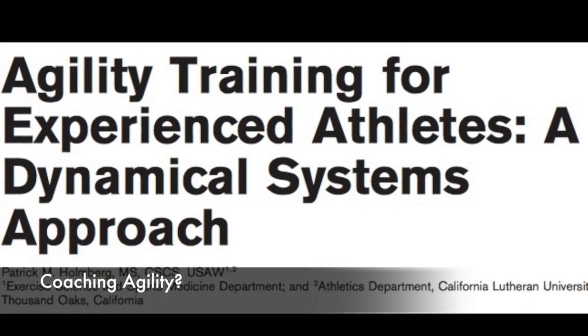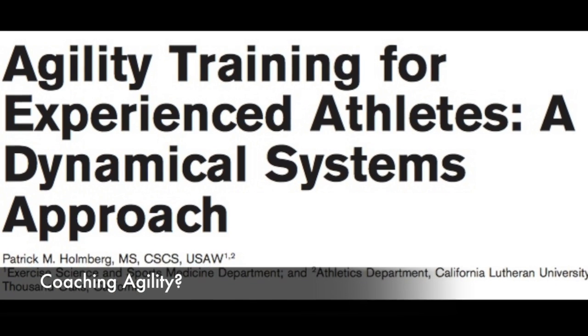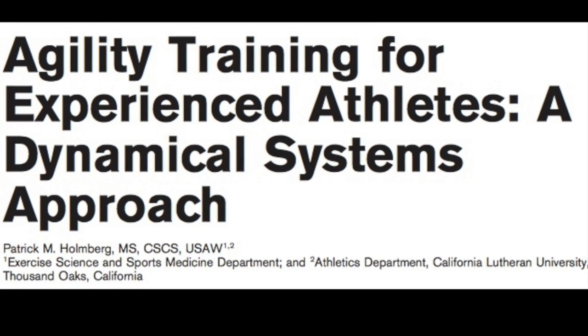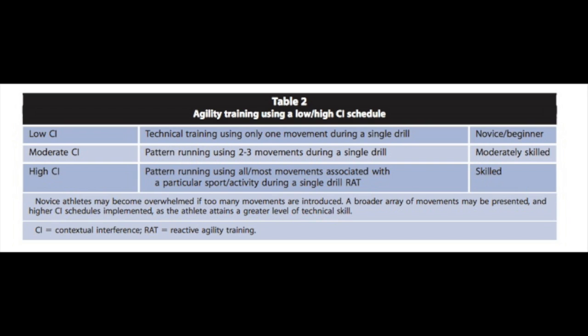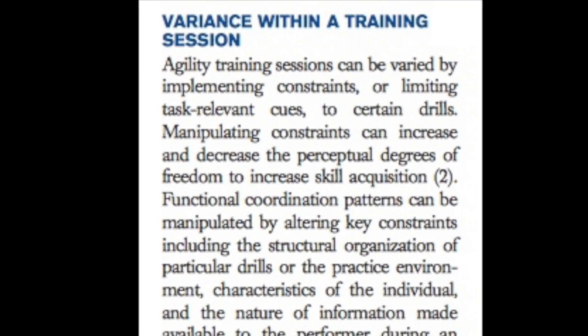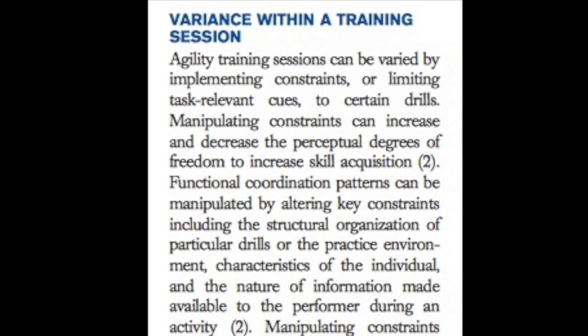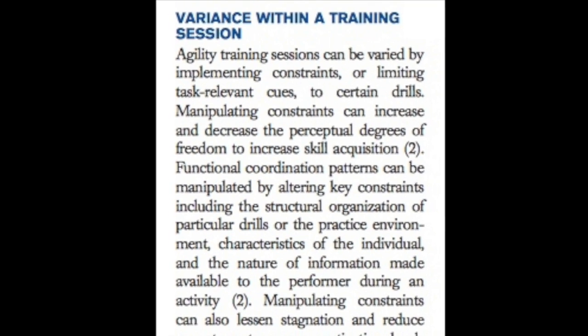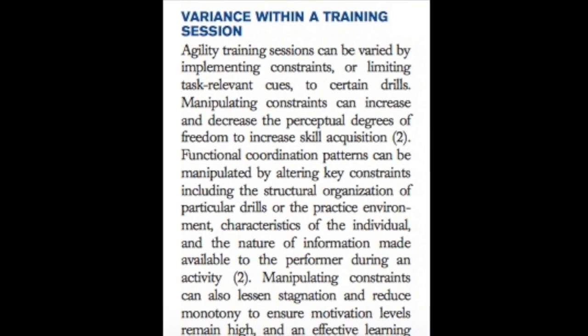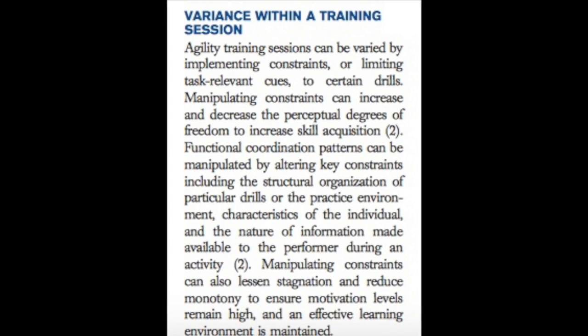Earlier I proposed a caveat suggesting efficacy in adopting a dynamical systems approach towards coaching agility. Holmberg suggests that the motor ability of the athlete dictates the complexity of drills when coaching agility. This is defined as contextual interference and, as you can see, ranges from low to high, which respectively represent novice to skilled motor abilities. Holmberg also explains the importance of variation when coaching agility, the purpose of which is to develop robustness by ingraining the desired agility motor skill under many constraints.